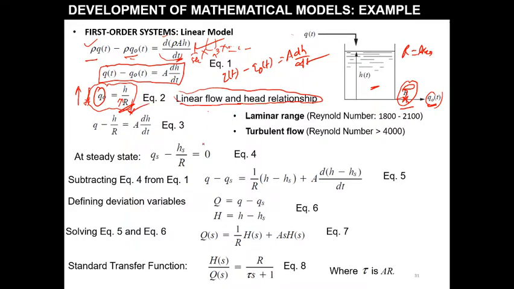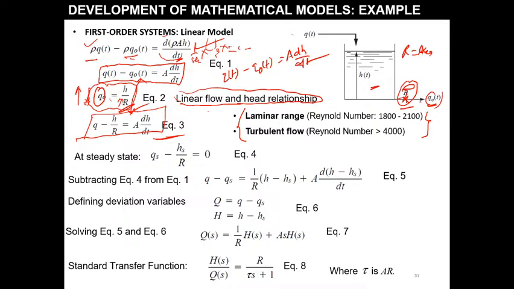Now put this value q naught equal to H by R in the original equation. It becomes q t minus H by R equal to A dh by dt. Q minus H by R is equal to A dh by dt. Is there any problem with this equation number 3? If you have, you will ask. No? Okay.